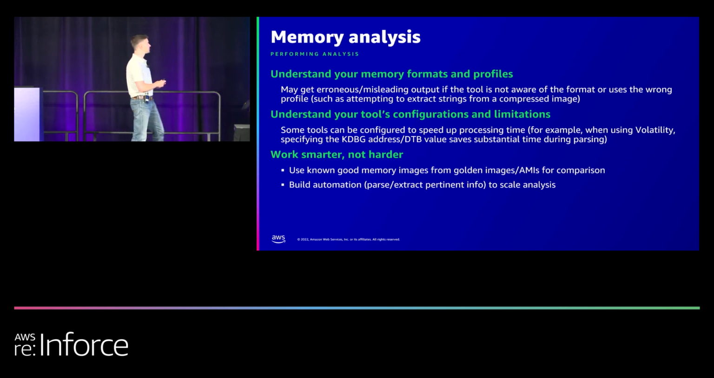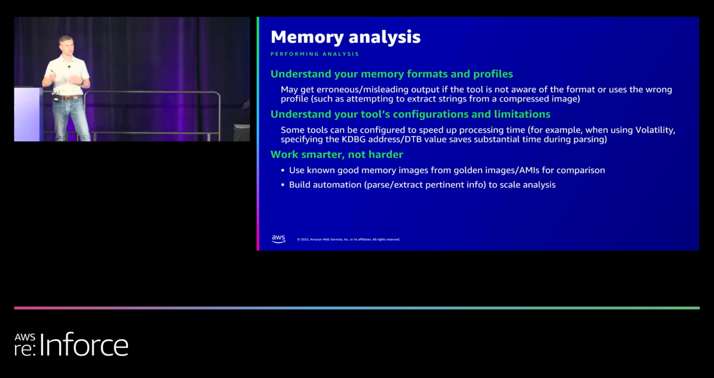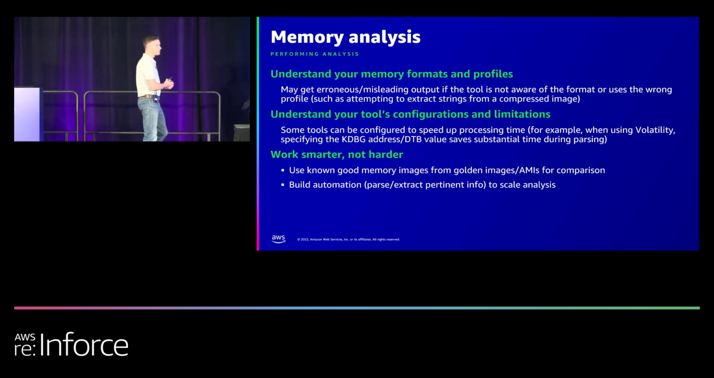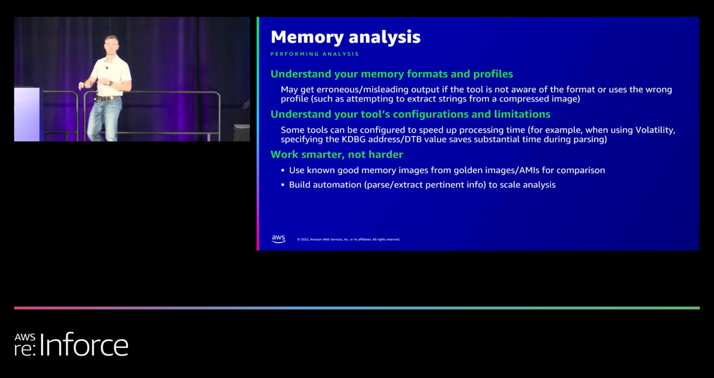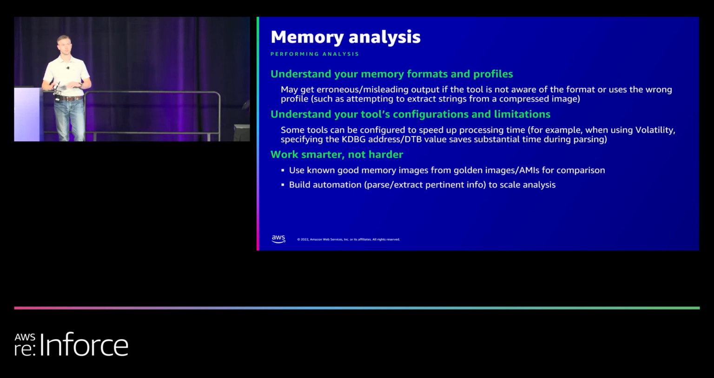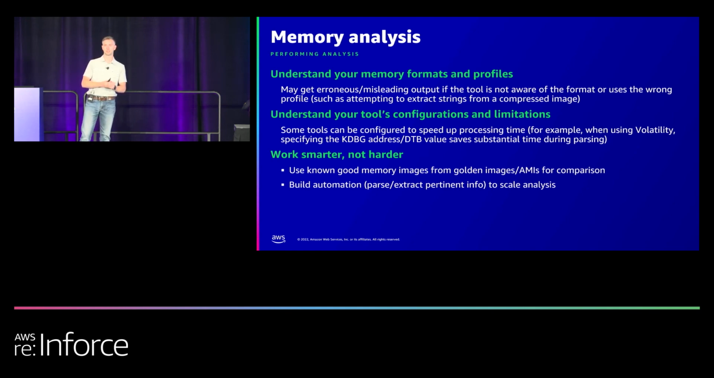Understanding your tools, configurations, and limitations. Some tools can be configured to speed up processing time. Using Volatility as an example, there are some special flags that you can provide. You can run a certain utility to gather some information from the image to acquire the KDBG address and DTB values, and you can input these at runtime. Anybody who's tried to do memory parsing or processing using Volatility, I don't know if you're aware of these things, but they're highly valuable. These drastically speed up your processing time.